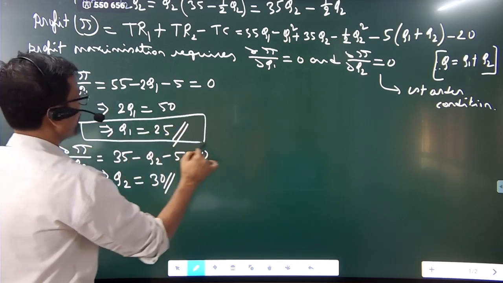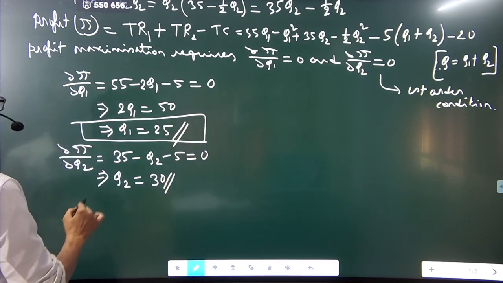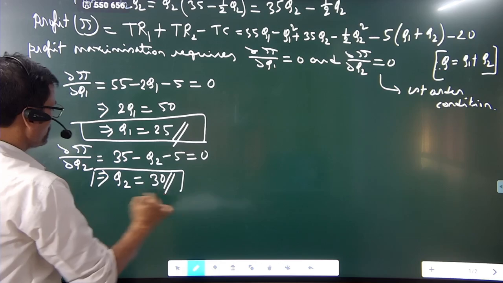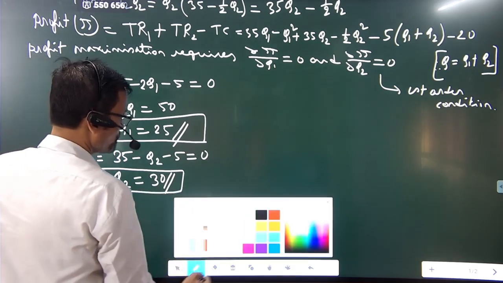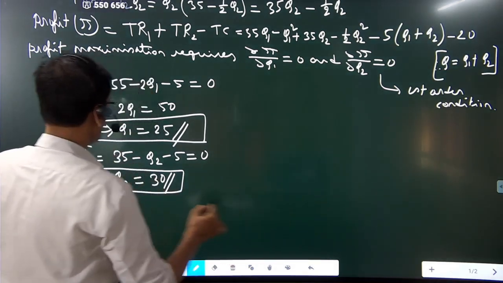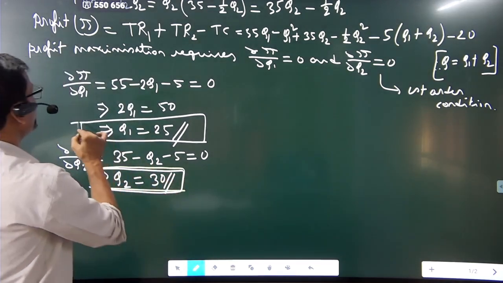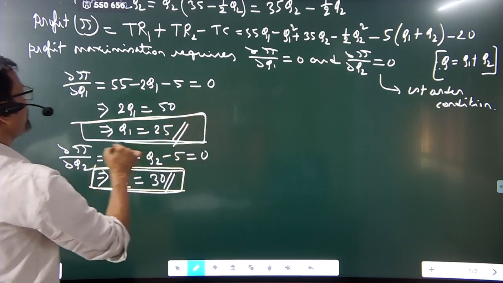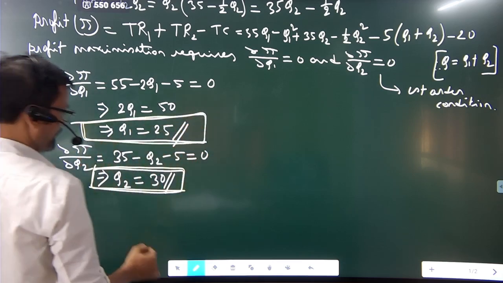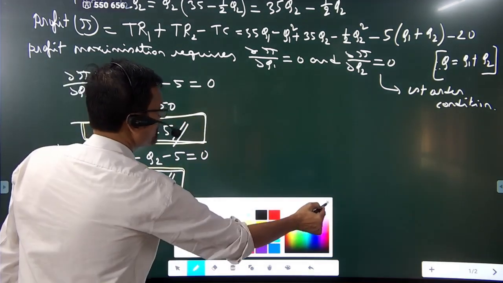So q1 we are getting 25 and q2 is 30, quantity q1 we are getting 25.